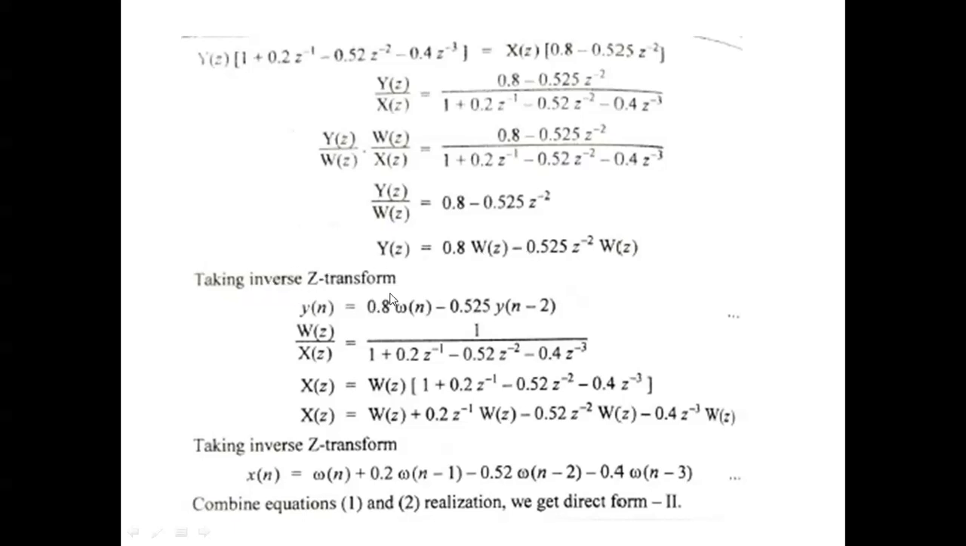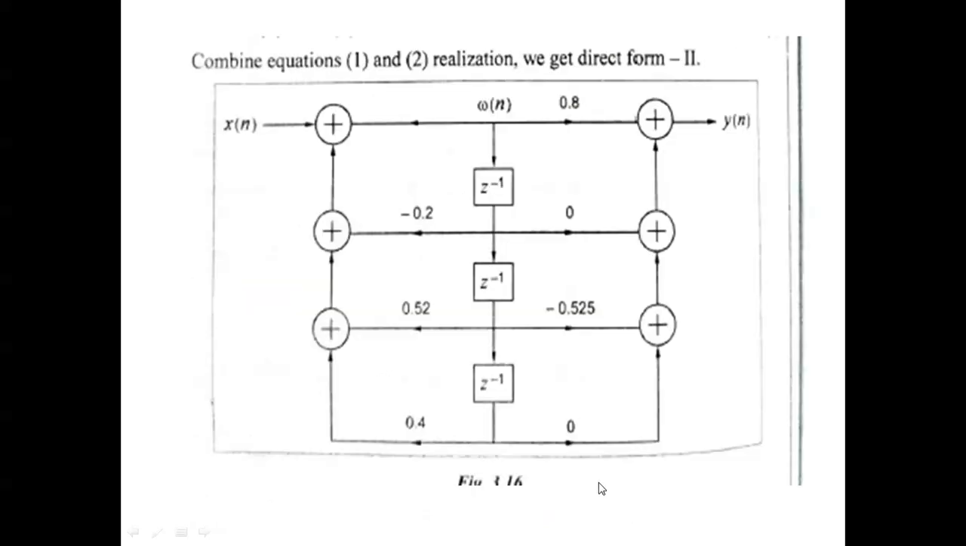Taking the inverse transform of the above equation, y of n is equal to 0.525 w of n minus 2 and so on. Previously we took the numerator part, and here we are taking the denominator part. So W of z over X of z is 1 plus 0.52 z inverse and 0.54 z minus 3. Taking the inverse z transform, x of n and w of n, w of n minus 1, n minus 2 up to n minus 3. Combining equations 1 and 2 in the realization, we get the direct form 2.